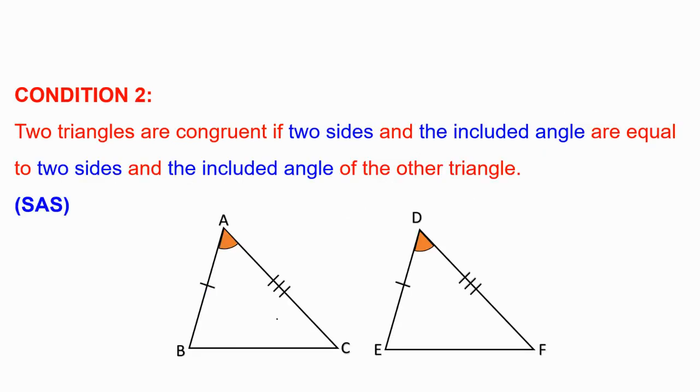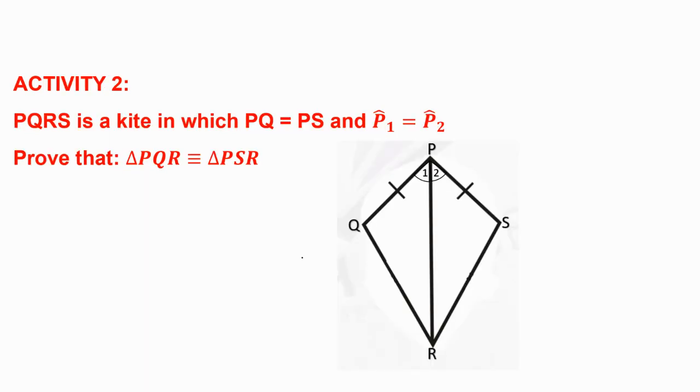Right, and then we move on to the second condition. Two triangles are congruent if two sides and the included angle, remember I talked about this, are equal to two sides and the included angle of the other triangle. So it's side, angle, side. Side, angle, side. You see that? Don't forget that. Now, let's try this activity.